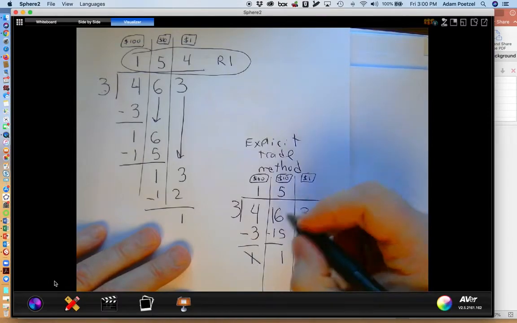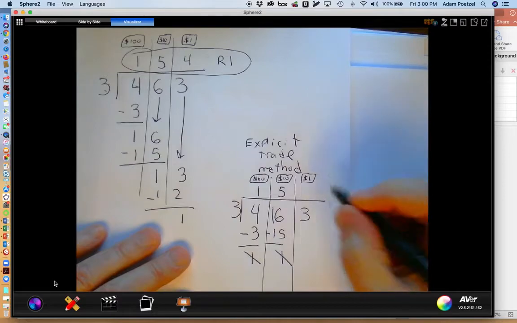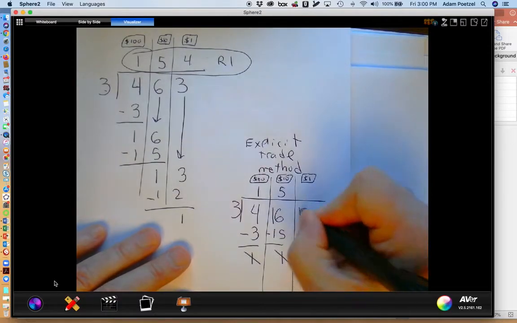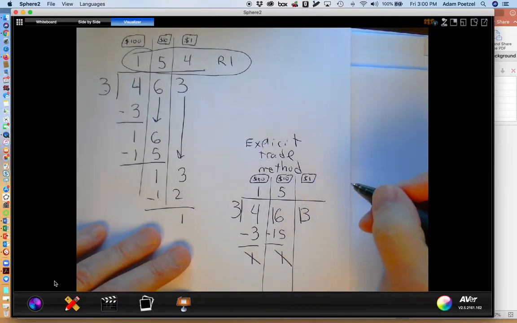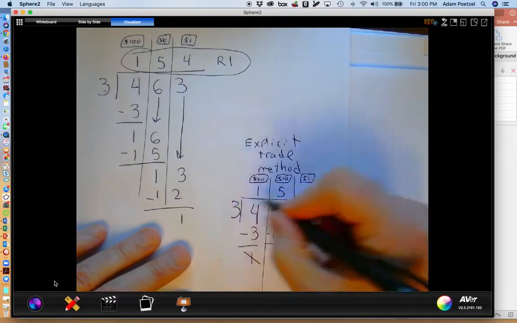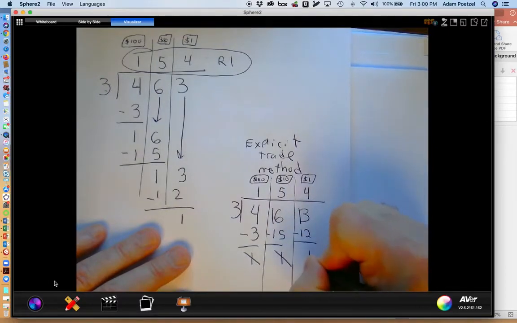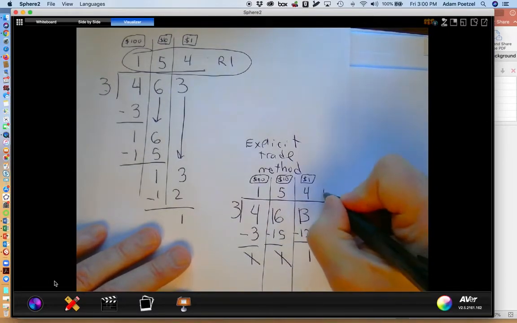And again, the explicit trade here says, well, let's trade it into the bank. So cross it off. I'm trading it in and put it here because that means I'd have a total of 13 $1 bills now because I traded it in for 10 singles. How many can the 3 people get? They could each get 4 singles. I gave away 12 singles. There's 1 single left, and I get the same answer.